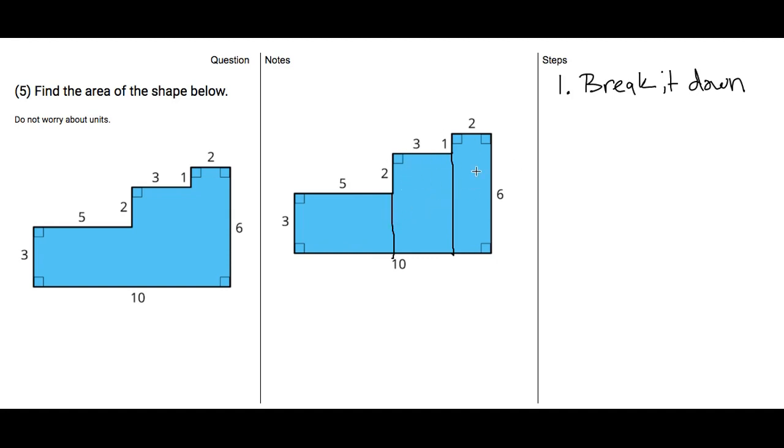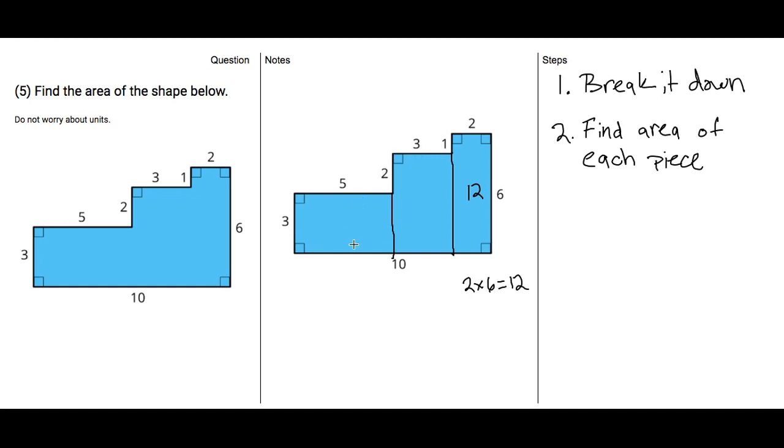So in this case here, we have a rectangle that is 2 by 6. So the area of this is going to be length times width, so it's just going to be 2 times 6. We now need to find the area of each piece. So this one here, 6 times 2, which is 12. So we have that first piece.